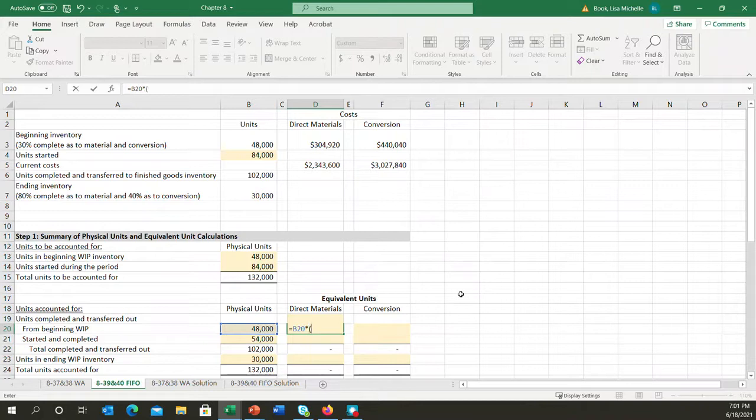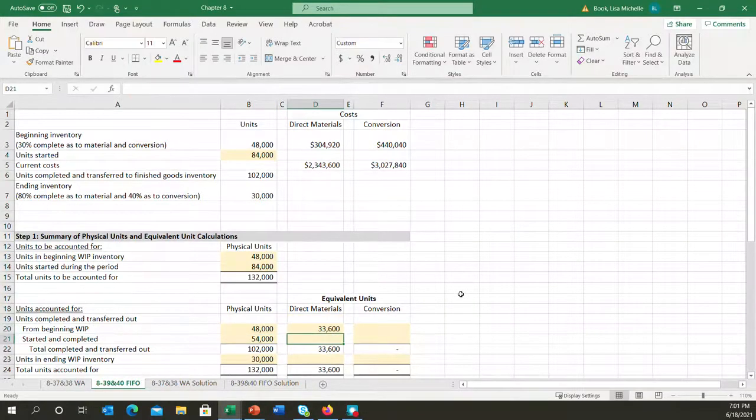Again, I'm taking 100% minus 30%, which is 70%, or 0.7, because that's what was needed in order to finish these off and transform them to equivalent units. So 48,000 times 70% is 33,600 of direct materials equivalent units. My 54,000 units that were started and completed are already 100%. They weren't from beginning inventory. They're all finished. There's no conversion I need to do for those.